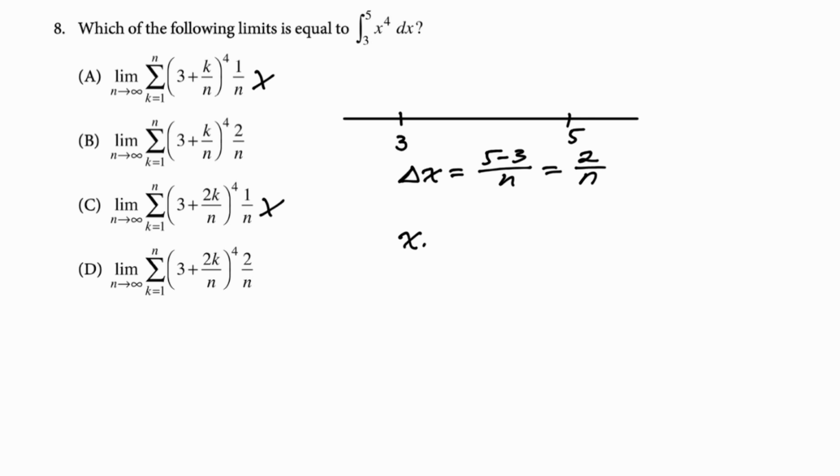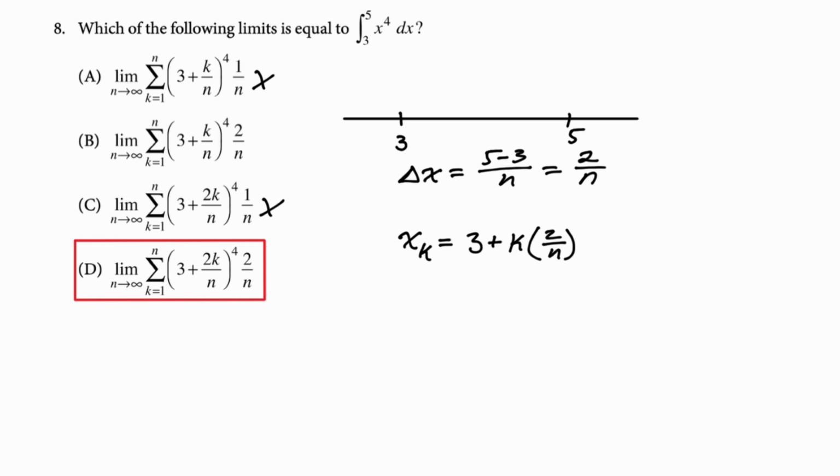For a right Riemann sum, x sub k is going to be where you start plus k times delta x. So that's what we want to look at as what we're plugging into our function. You can see that in B, they've plugged in 3 plus k over n, and that's using the wrong delta x, I think. They're using 1 over n instead of 2 over n. In D, on the other hand, definitely the answer that we're looking for, so that's what we'll choose.